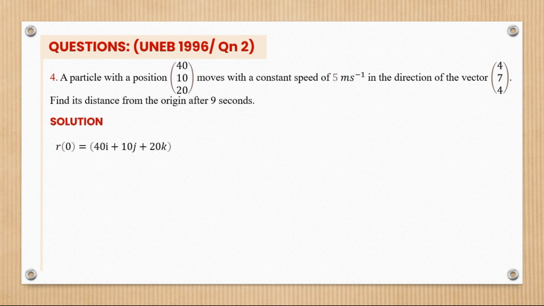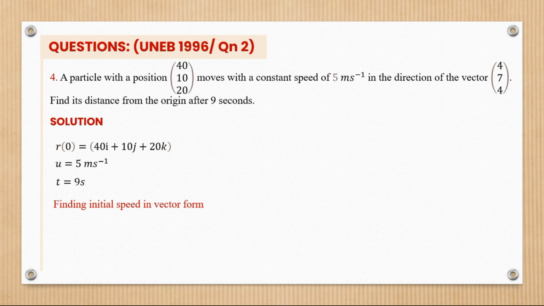So let's solve this. We can already see that the initial position vector is 40i plus 10j plus 20k, as given right there. Then you can also see that the speed is 5 meters per second. And the movement happens in a time of 9 seconds.